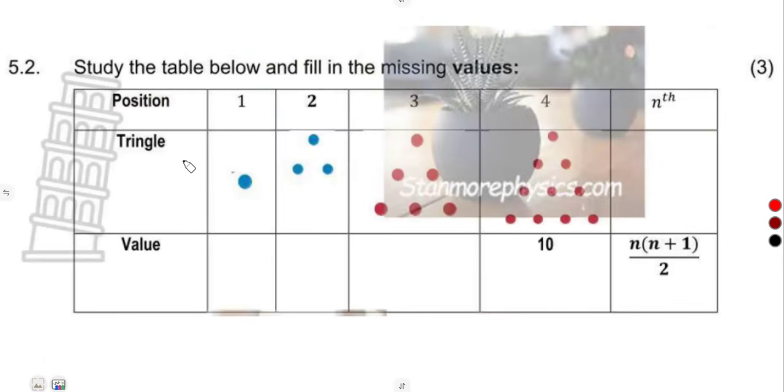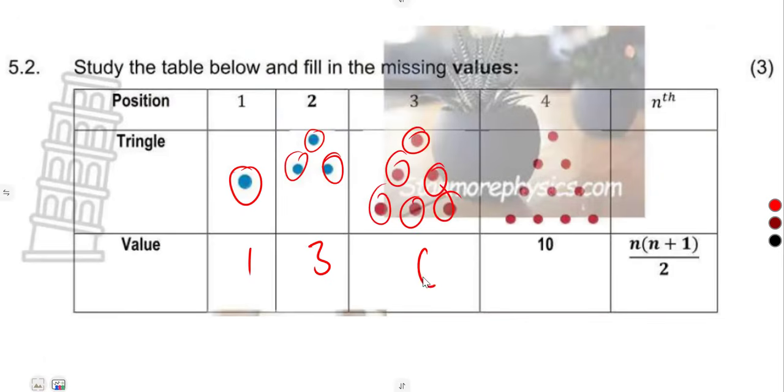That's the triangle. And the value says, just like writing the number here, to say how many. That's one. Here it's 1, 2, 3. Here, 1, 2, 3, 4, 5, 6. Here there are 10: 1, 2, 3, 4, 5, 6, 7, 8, 9, 10. All right, so that was it.